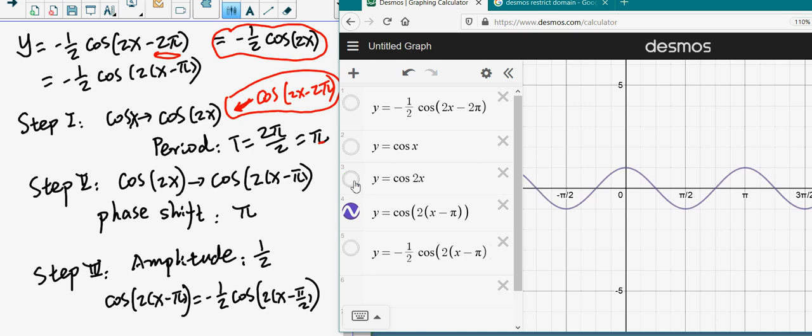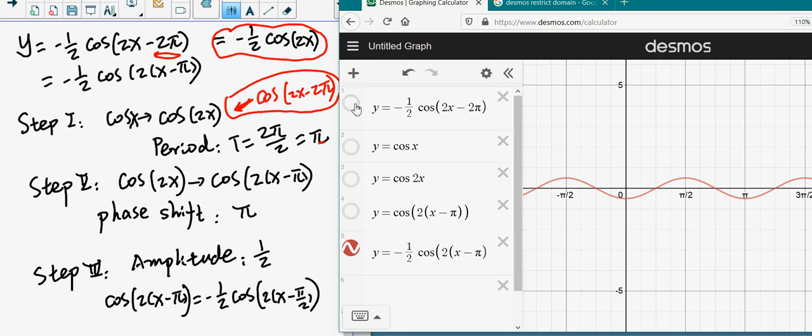Let me get rid of this cosine x. Now from cosine 2 times x minus pi, you then have the amplitude. Put negative 1/2 here, you simply flip this picture. Of course, here there is no 1/2. So you flip the picture and then shrink the amplitude. Okay. So you get from here to here. So this is the picture. Those two pictures are the same.